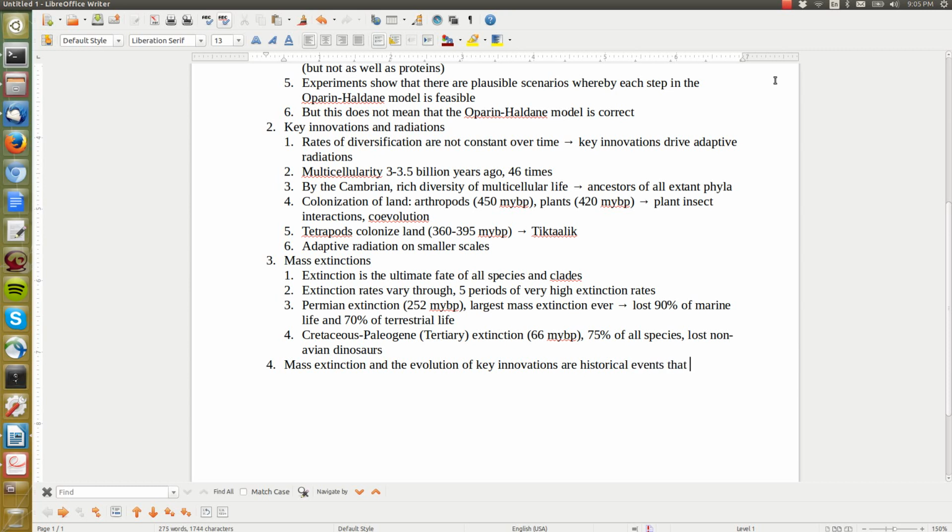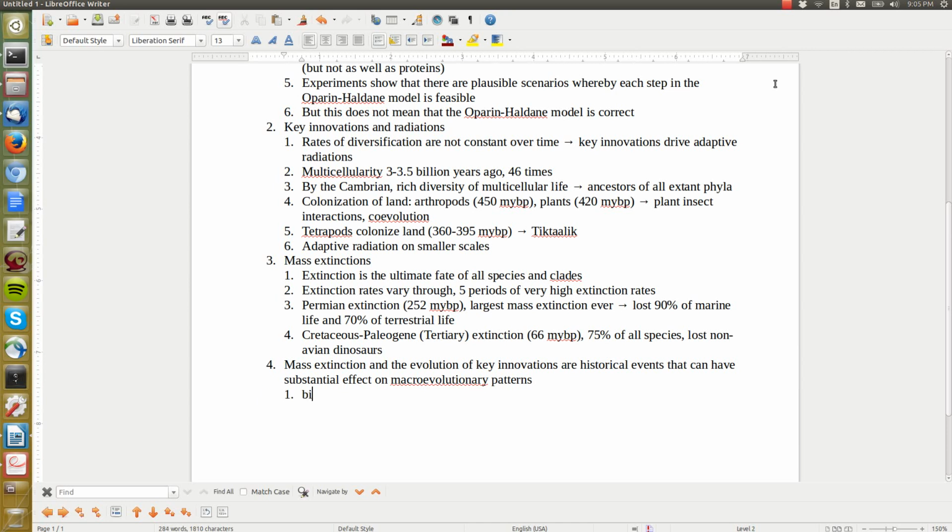Events that can have substantial effects on macroevolutionary patterns. So we can have these individual events that can have major effects on the overall patterns at the macroevolutionary level, looking at the diversity of life across the tree of life.